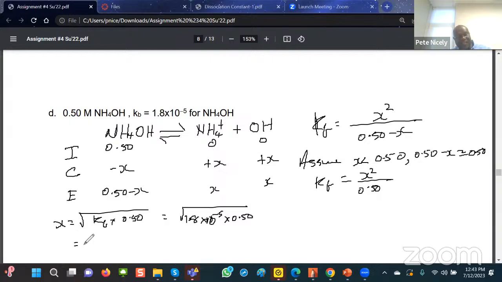1.8 times 10 to the minus 5 times 0.5. And then I find the square root of that. So according to my calculation here, this works out to be equal to 3.0 times 10 to the minus 3.